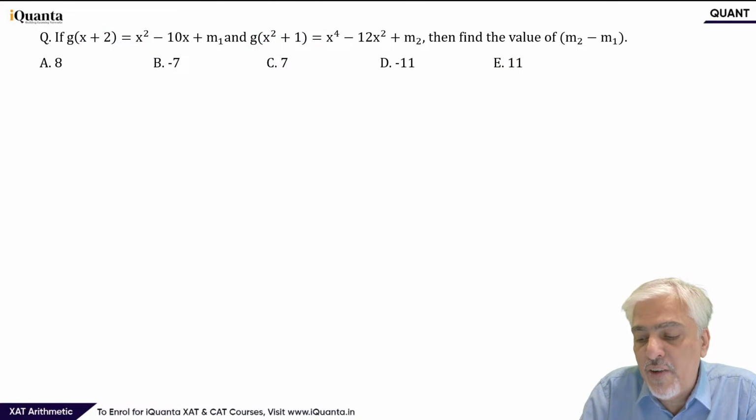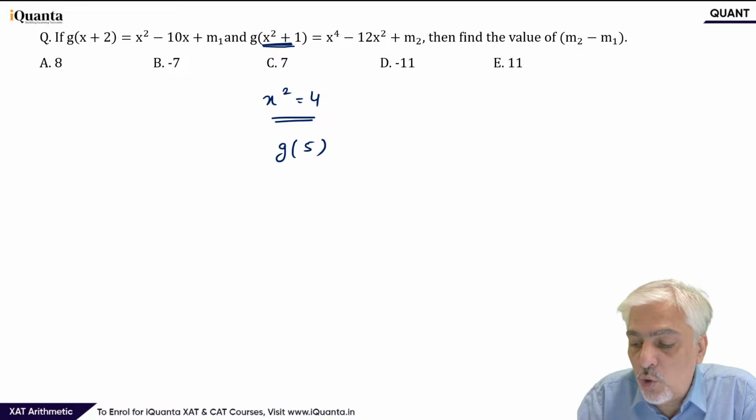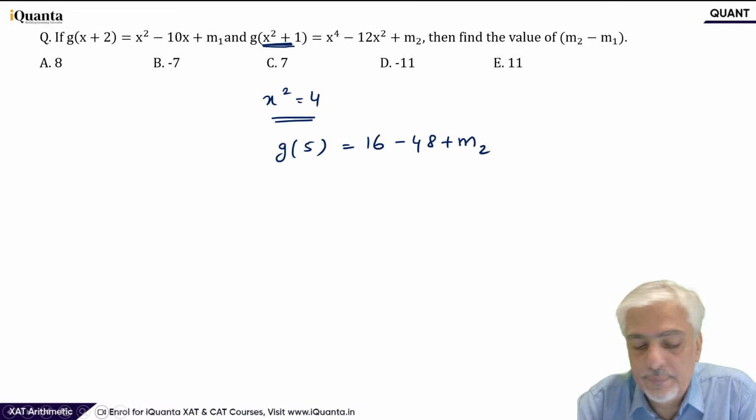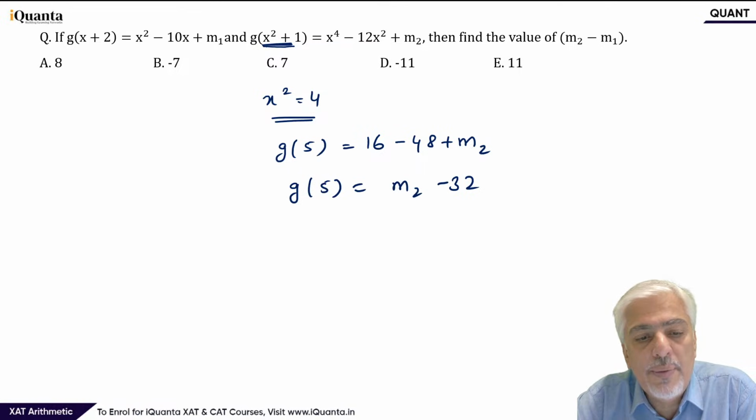For example, if I take x square as 4, that means I'll get g of 5 over here. So if x square is 4, x raised to 4 is 16. 16 minus 12 fours are 48 plus m2, right? So that will be g of 5 will be m2 minus 32. G of 5 will be m2 minus 32.